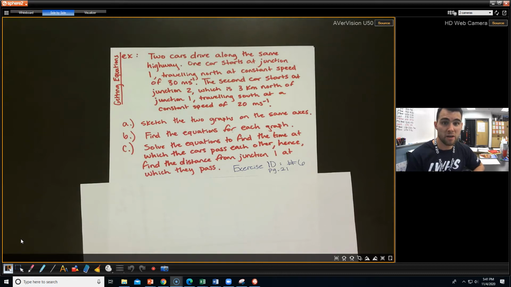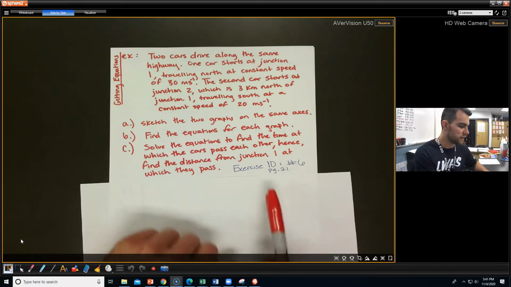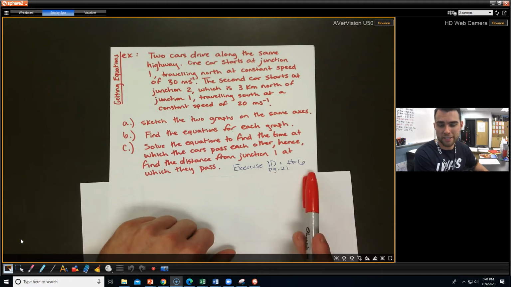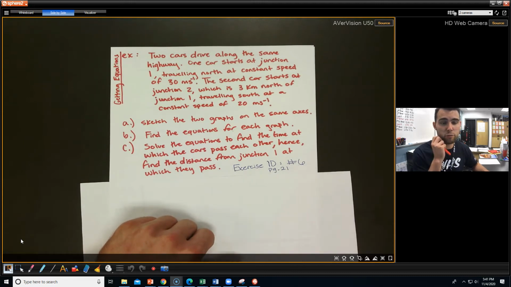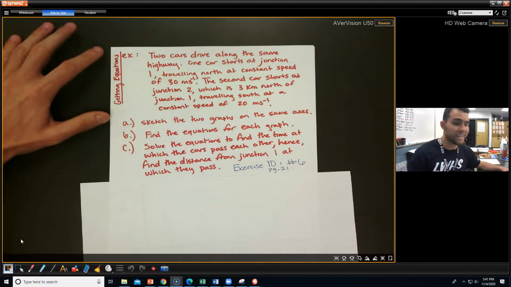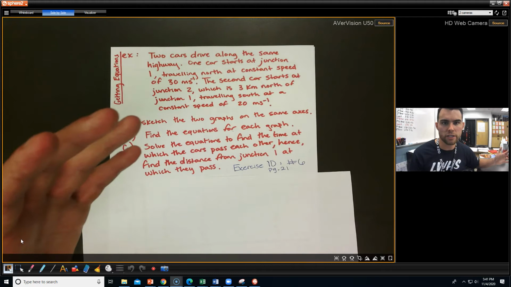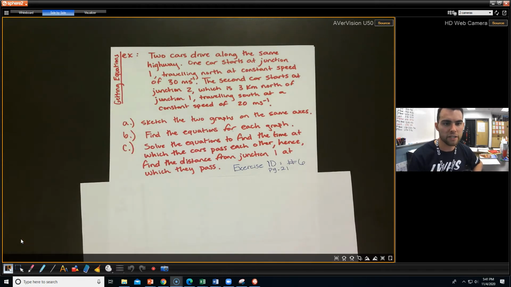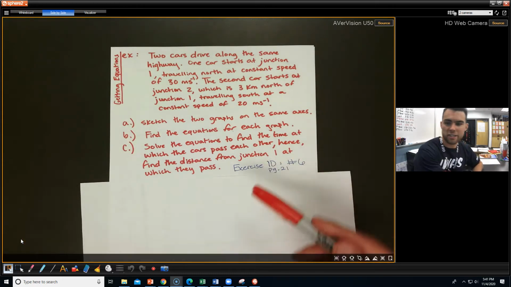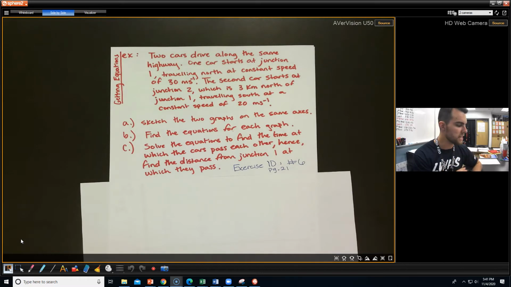This behemoth of a problem. Again, refer to this page. This is example number 6 from exercise 1D. This is getting equations. So not only are we going to sketch the lines, we're actually going to get the equations of our displacement time graphs. So get the gist, do not write all of it, and let's begin.